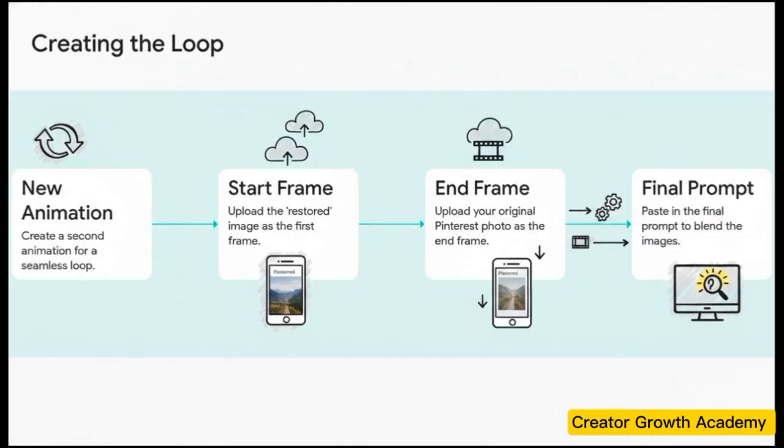Now, to make the video loop absolutely perfectly, you just need to create 1 more short clip. This time, you're going to start with the restored image that the AI made, and for the end frame, you're going to use your original photo, the one you first got from Pinterest. This is what creates that seamless transition right back to the beginning.